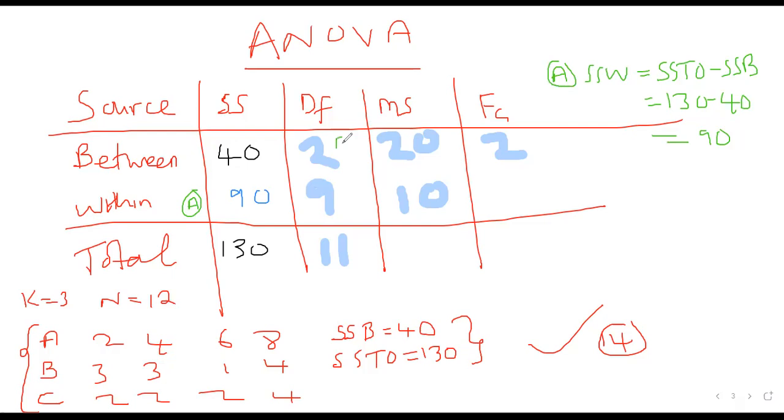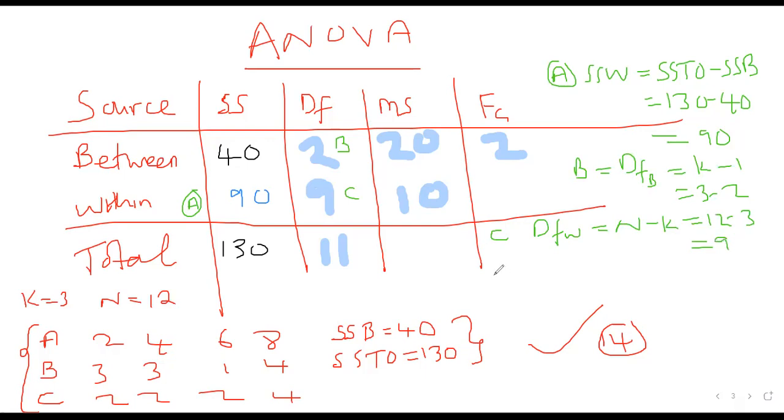How did we find our B? Our B is simply what? The degree of freedom for the between, which is k minus 1. So our k is the number of treatments. So 3 minus 1 is 2. How did you find our C? Our C was the degree of freedom for the what? Within, which was n minus what? k. Our n was 12. Our k was 3 to get 9.